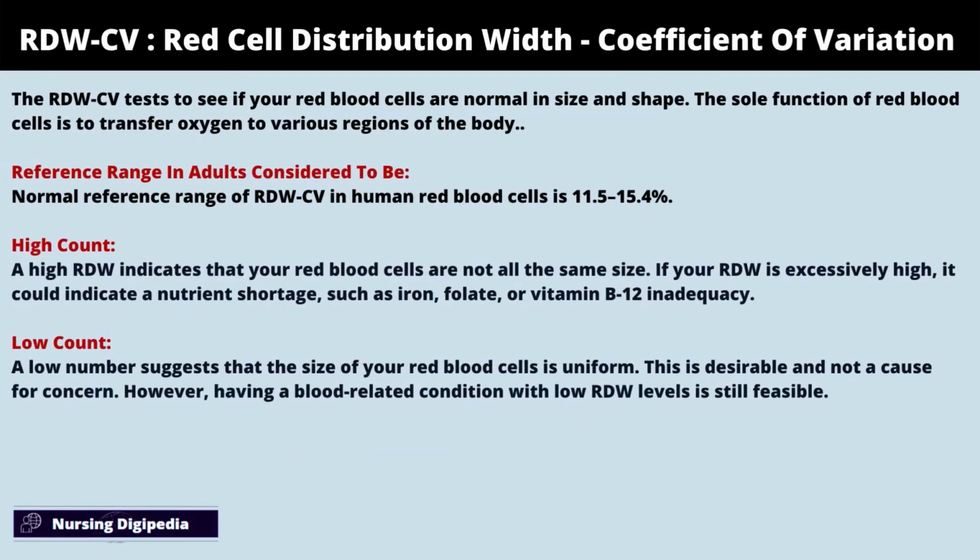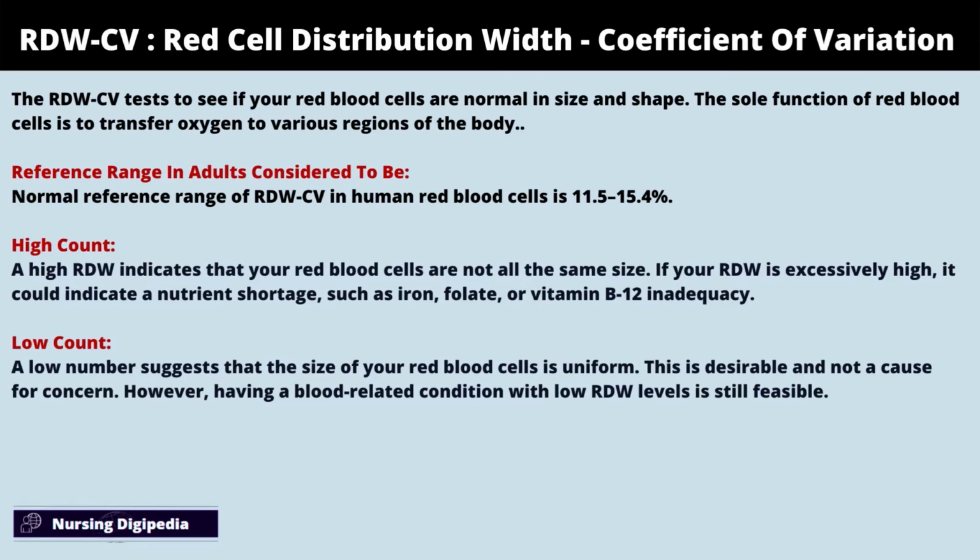The RDW-CV stands for red cell distribution width coefficient of variation. The purpose of the test is to see if your red blood cells are normal in size and shape. Reference range in adults is considered to be 11.5 to 15.4%. A high RDW indicates that your red blood cells are not all the same size. If your RDW is excessively high, it could indicate a nutrient shortage such as iron, folate, or vitamin B12 inadequacy.